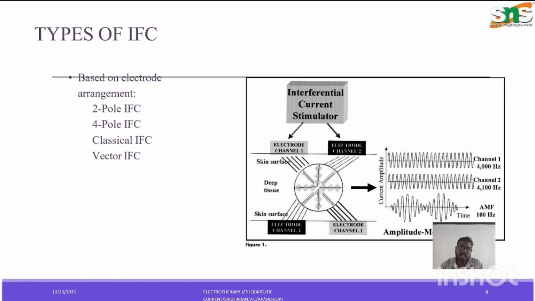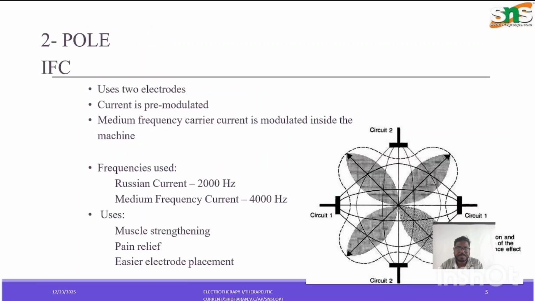Now we're going to see about the types of interferential current. Based on the electrode arrangement, the interferential current is divided into four different types. They are two-pole interferential current, four-pole interferential current, classical interferential current, and the vector interferential current.